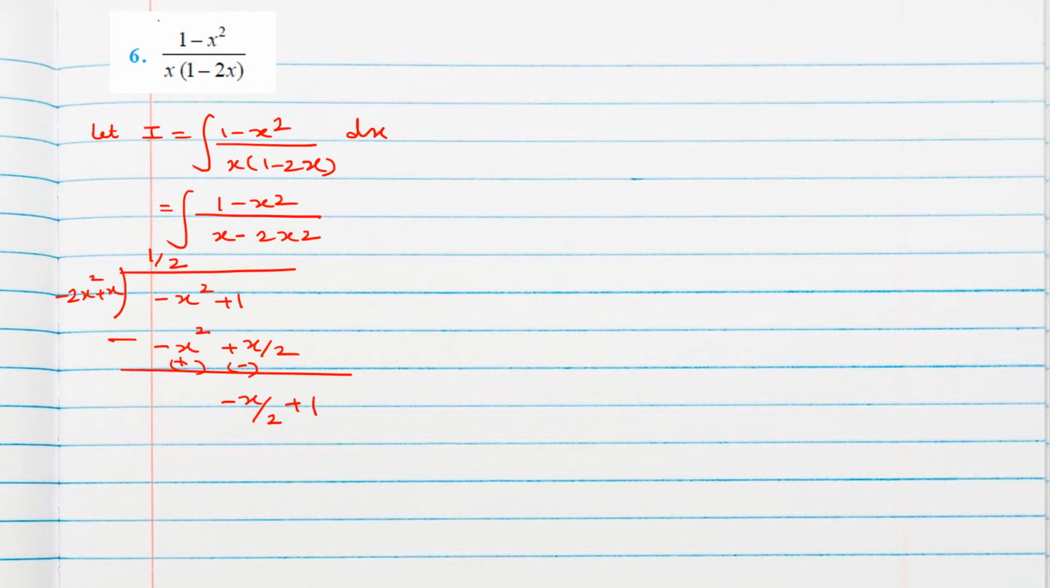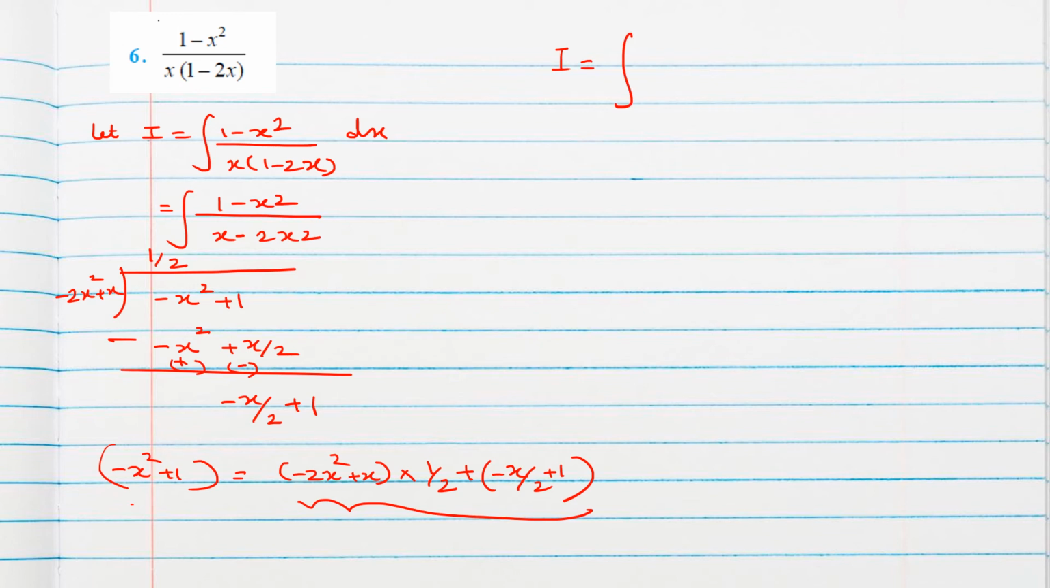So this we can write using Euclid's algorithm, that is, dividend can be written as divisor into quotient, that is half, plus remainder. So this is the expression we got for the numerator. Our integral will change into, for the numerator, we'll write this expression half times minus 2x square plus x plus minus x by 2 plus 1, divided by the denominator x minus 2x square.